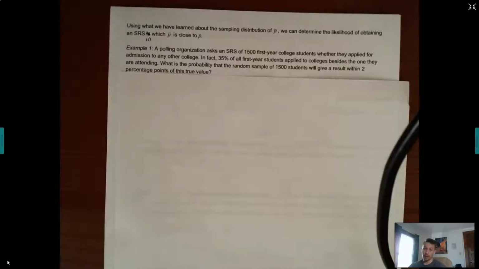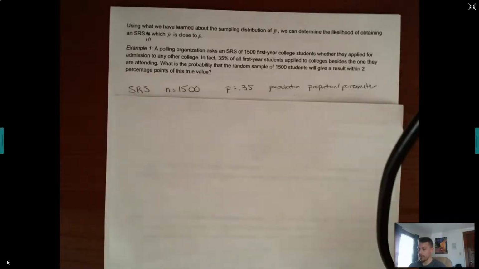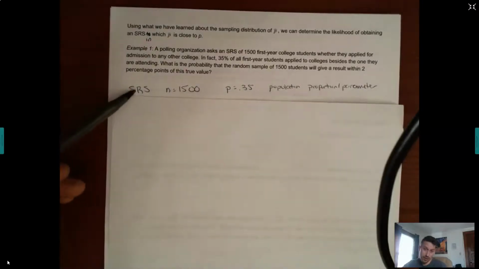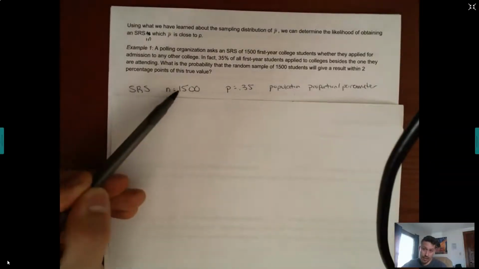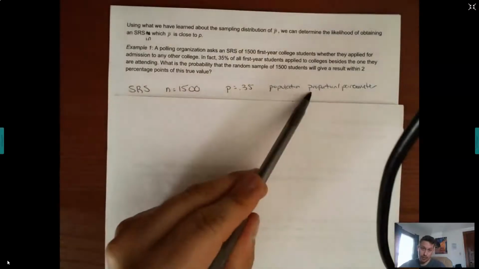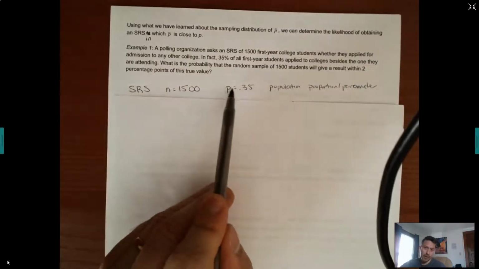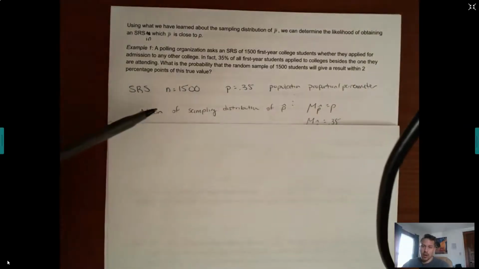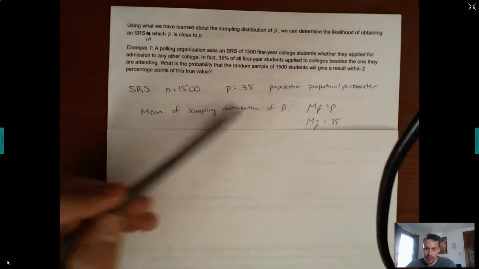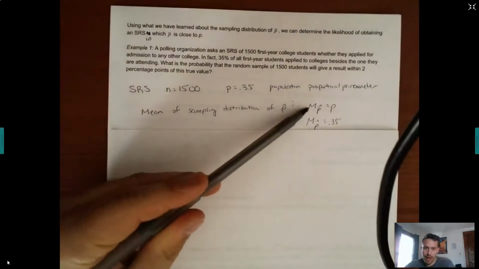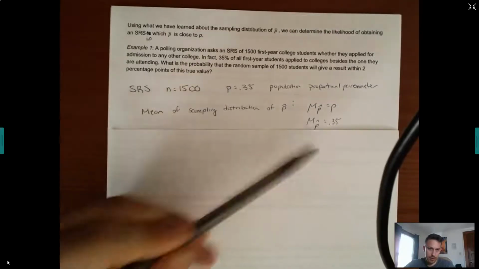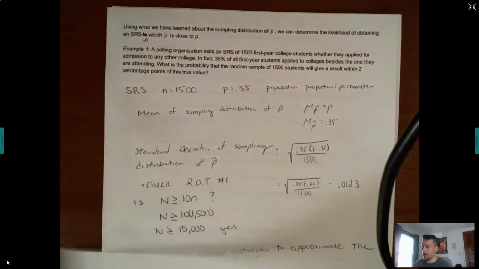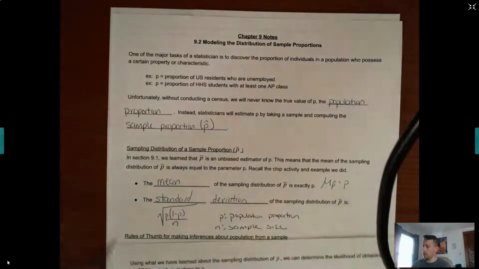knowing the population proportion. So, first thing to note, this is a simple random sample. Sample size is 1,500. The population proportion, which is a parameter, is 0.35. Remember, that's what P represents. So, first, let's talk about the mean of the sampling distribution of p-hat. That is equal to P, always, right? So it's 0.35. That's what we talked about for an unbiased estimator. And it's also right here.